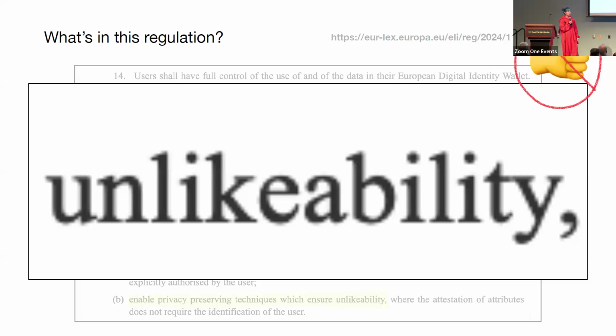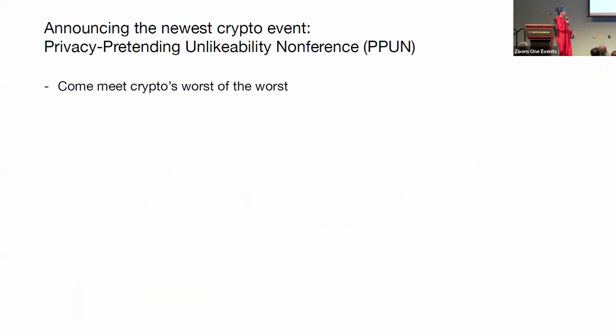And so that is why I would like to propose a conference, to get people involved in this very important EU regulation thing. They care about this. We need to work on this. So that's why I'm proposing the newest crypto event, privacy preserving unlikability non-friends, aka PUN.